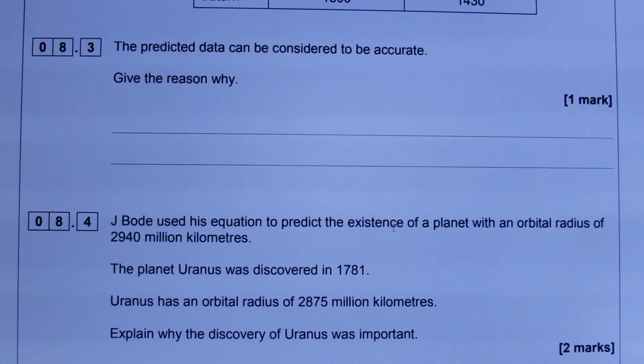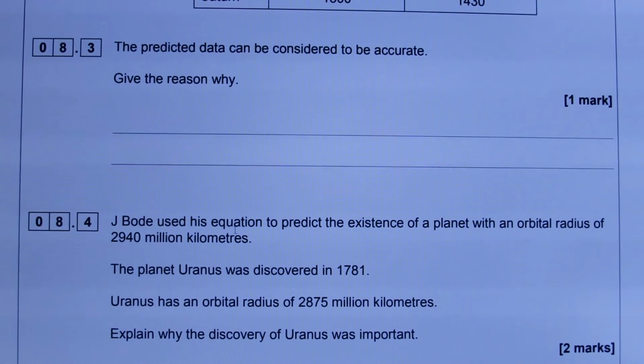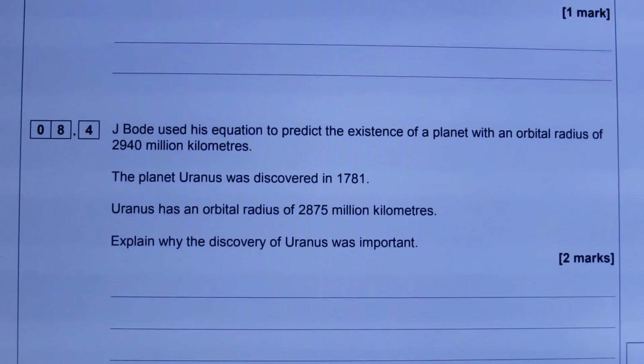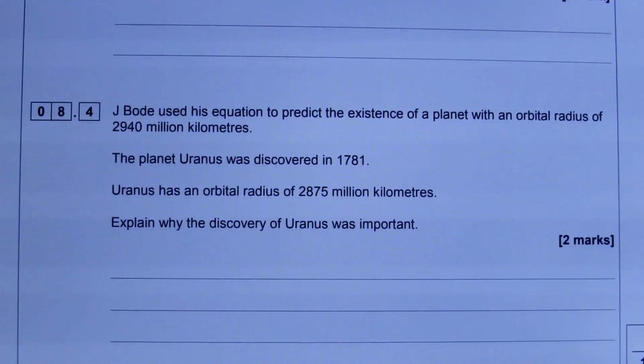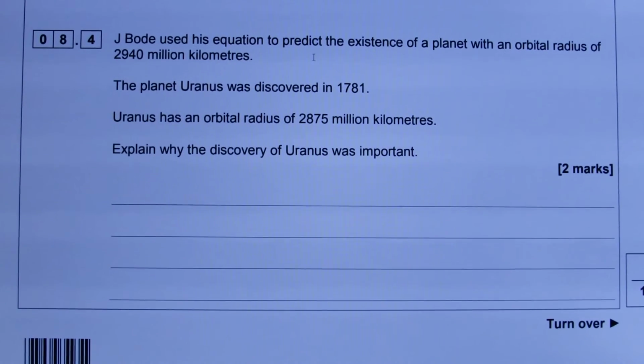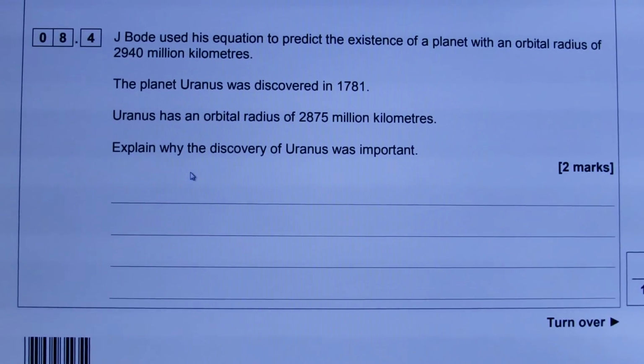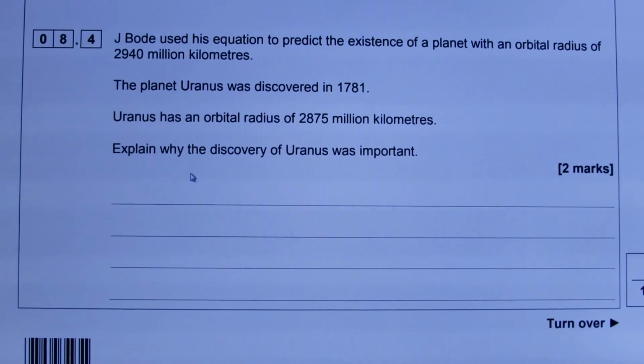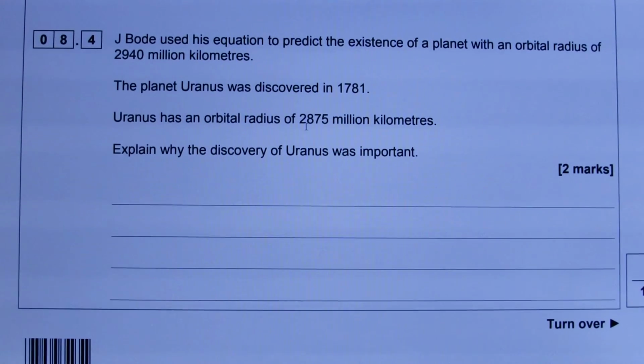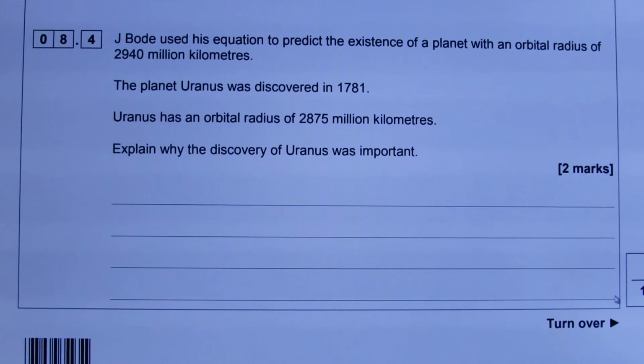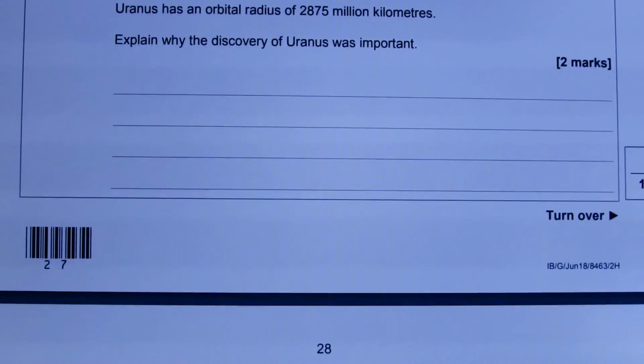Use this equation to predict the existence of a planet with an orbital radius of 2,940 million kilometres. Planet Uranus was discovered in 1781 with an orbital radius of 2,875 million kilometres. Explain why the discovery of Uranus was important. It confirmed the equation. It's a prediction made by something, and it was an observation that confirms it, so it means it can now be accepted as a theory. I'm sure there's more information that's missing from this question. I'd love to know what his actual equation is.